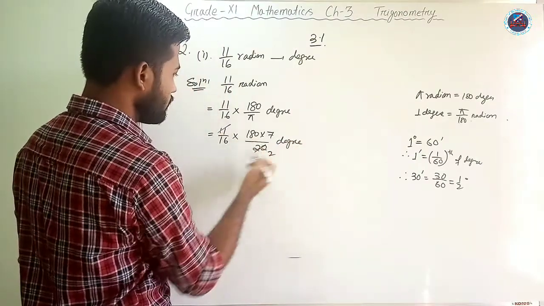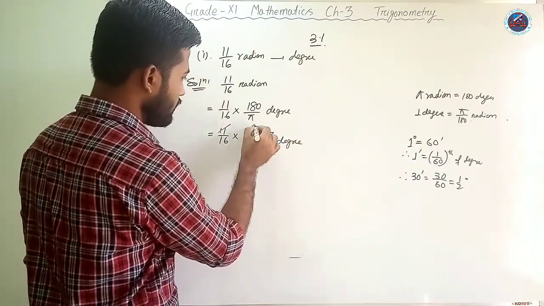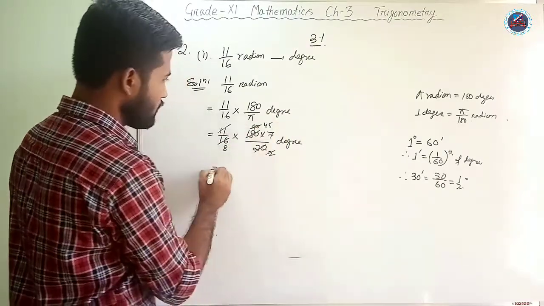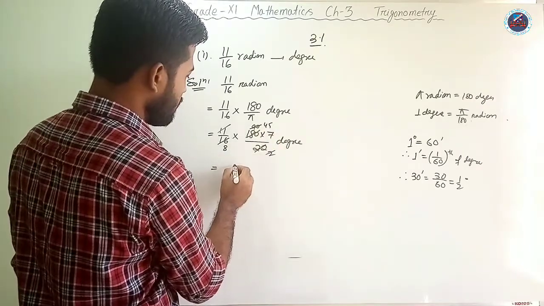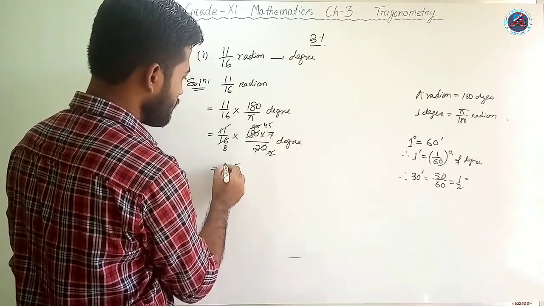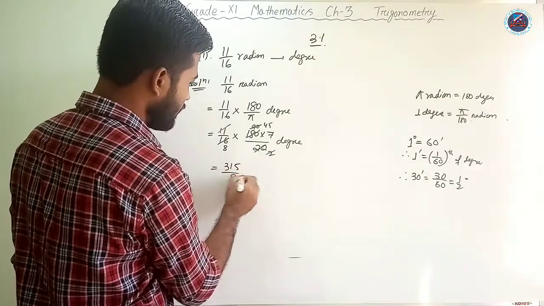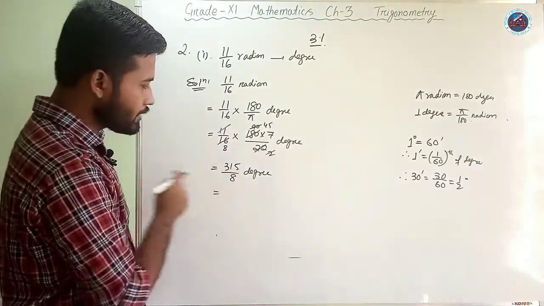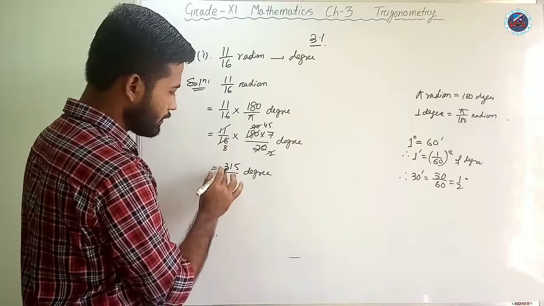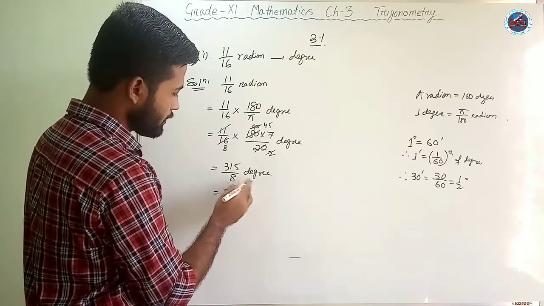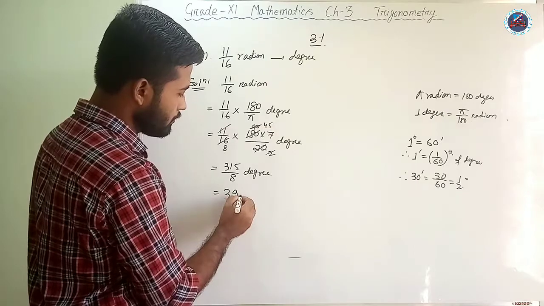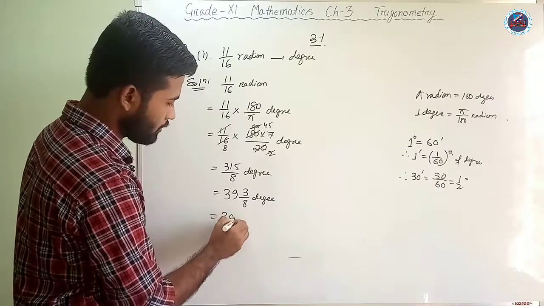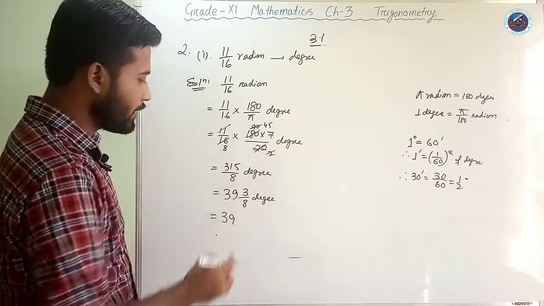Now 11 into 2, fine. So we have here 90, then 8 and 45. So this will give us 35, 7 for 28, and that is 315 by 8 degree. Fine. Now what to do? Divide it. So 8, 3, 24 we have, and 75, so 8, 9, 72, and 3 by 8 degree. Now this is what? 39 and 3 by 8 degree.